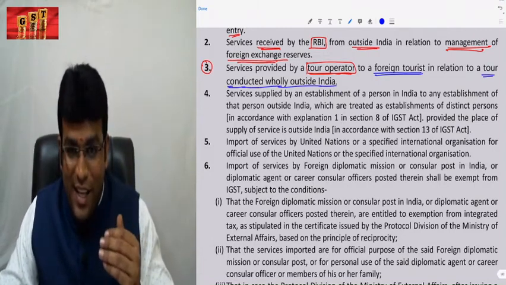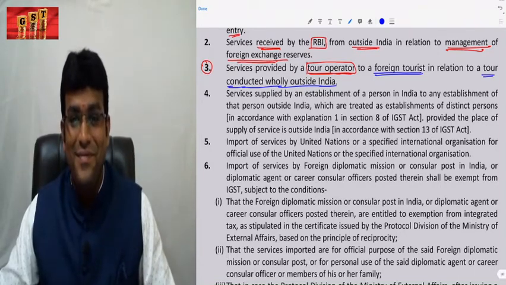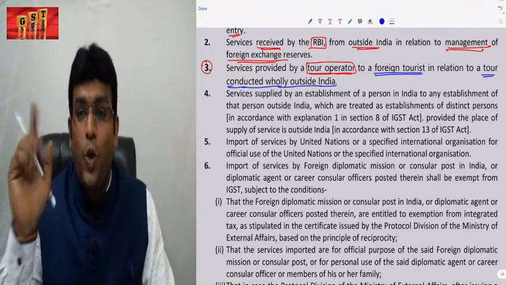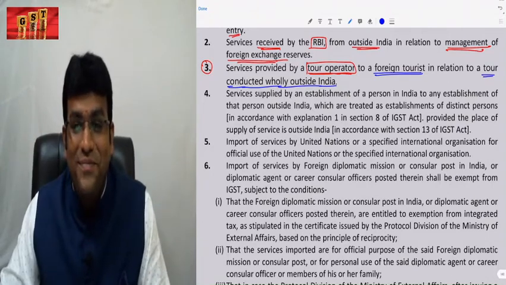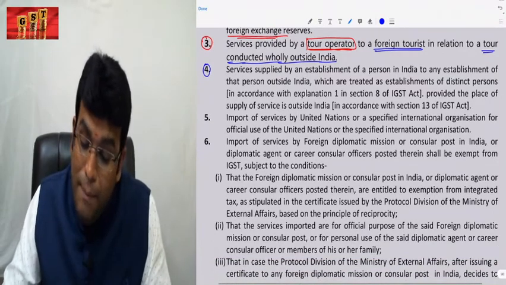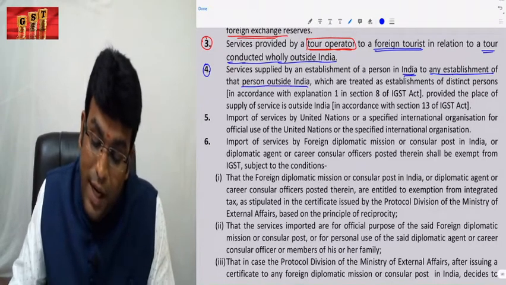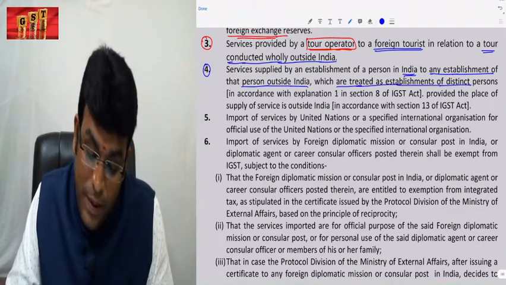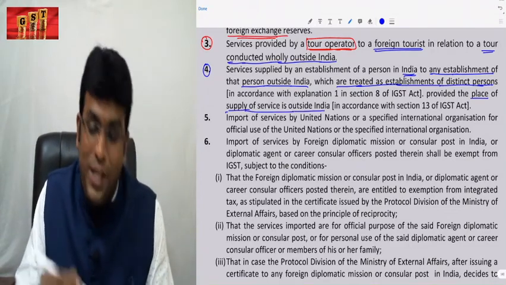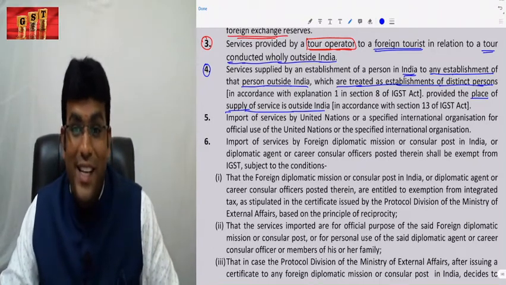So the tour operator is giving service to a foreign person to go abroad. Something like an Indian tour operator giving service to a US person to go to the UK. Clear, friends? Next point: service supplied by an establishment of a person in India to any establishment of that person outside India, which are treated as establishments of distinct persons, provided that the place of supply of services is outside India. It is something like export of service, on which obviously we will not pay GST.